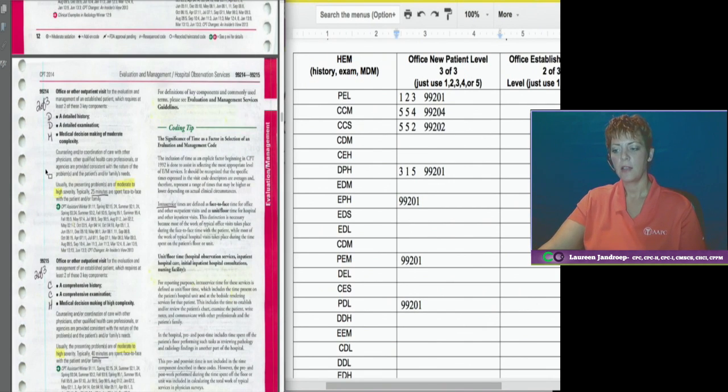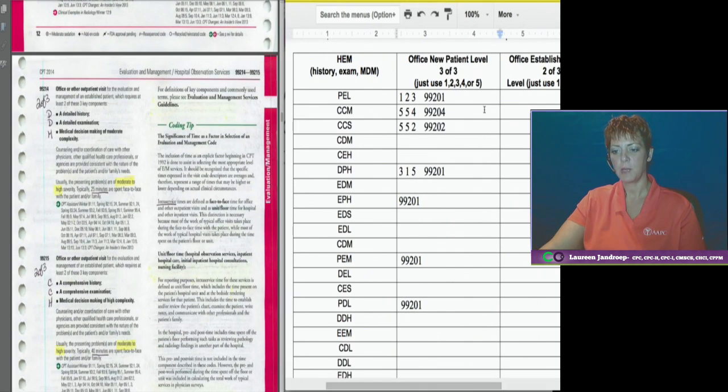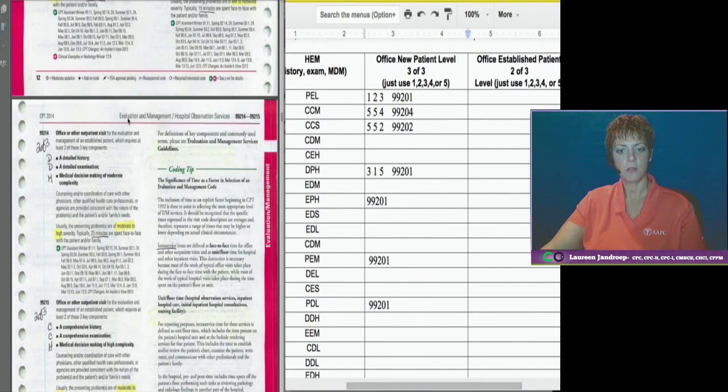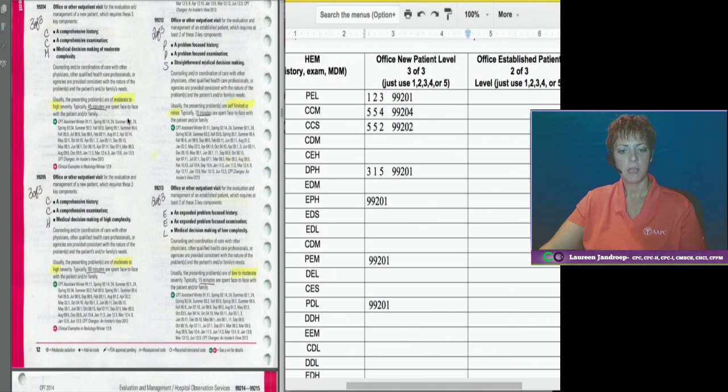Okay, so now let's do that for this PEL guy. Okay, so a PEL, I'm going to have to scroll, guys, sorry. The P shows up at a level 2.